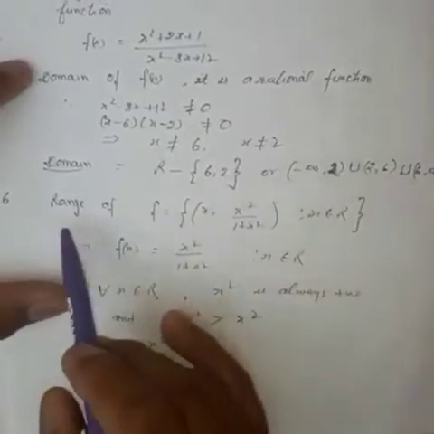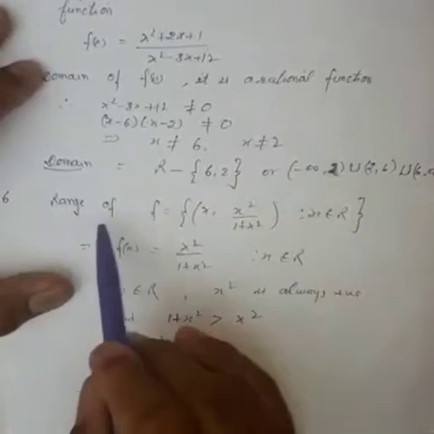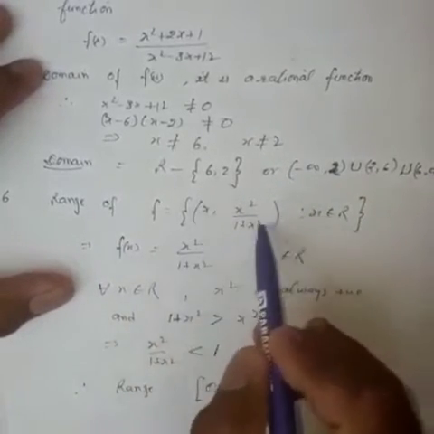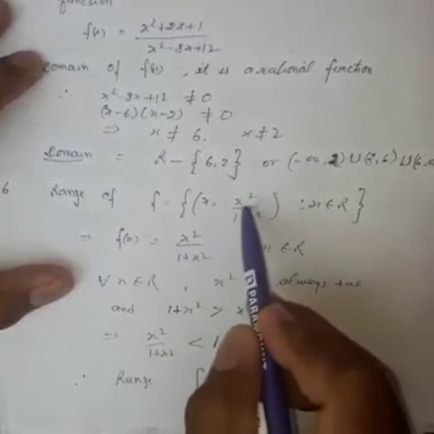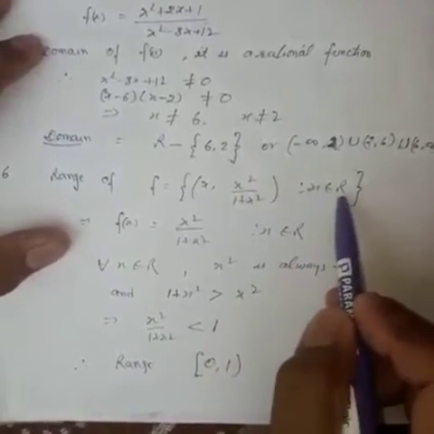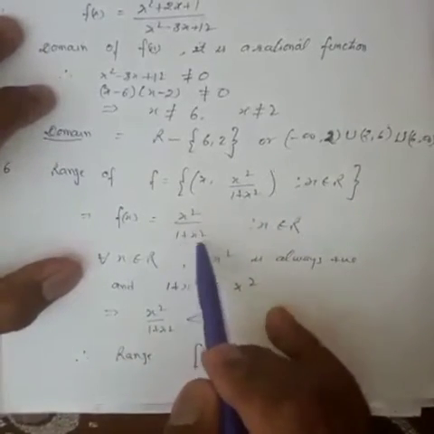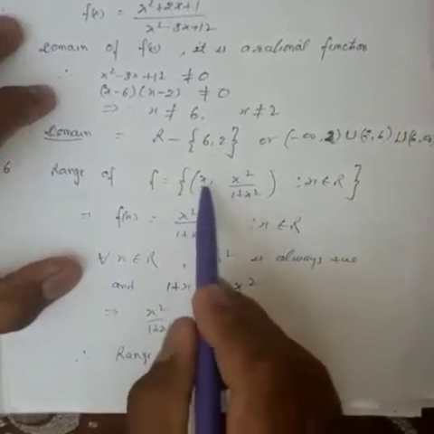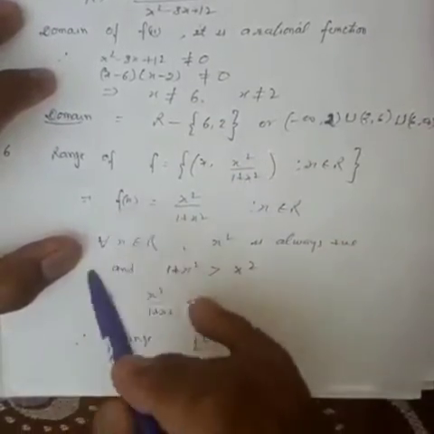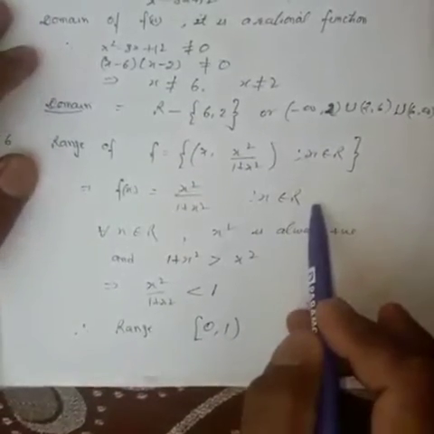Now move on to the sixth question of the miscellaneous exercise. We have to find the range of f, where f is equal to the ordered pairs (x, x square upon 1 plus x square), where x is any real number. Now it means f(x) is equal to x square upon 1 plus x square. The image of x under f is this relation. So we can write f(x) is x square upon 1 plus x square, where x is any real number.